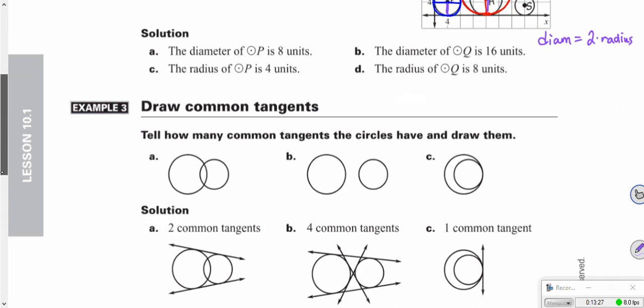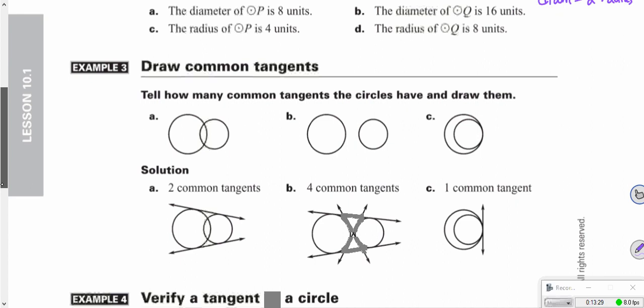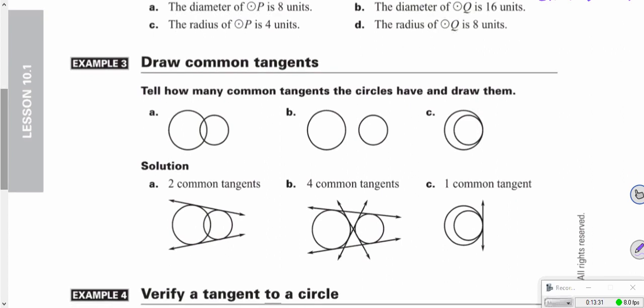It says tell how many common tangents the circles have and draw them. Now, I'm intentionally kind of putting the answer right below that you can see. Common tangent, if the circles overlap, you're only going to have 2 like they do here. You're going to have one on top and one on bottom. There's nowhere else that you could draw a line that's going to hit a point of tangency on both circles.